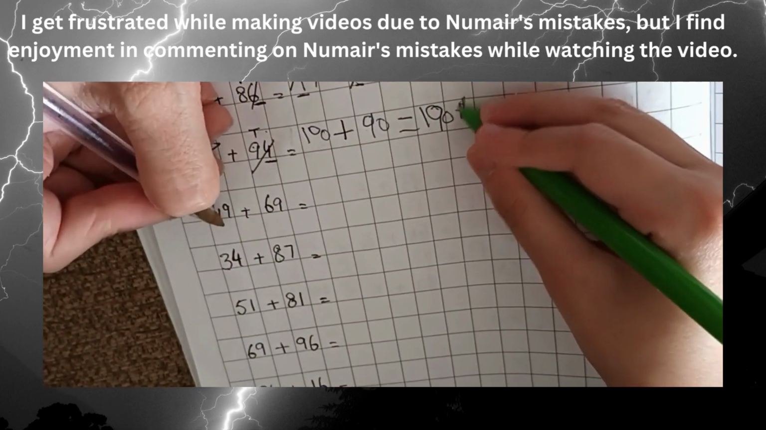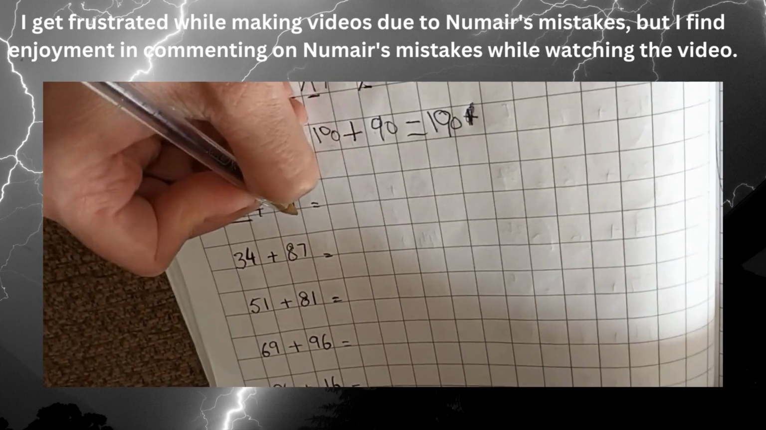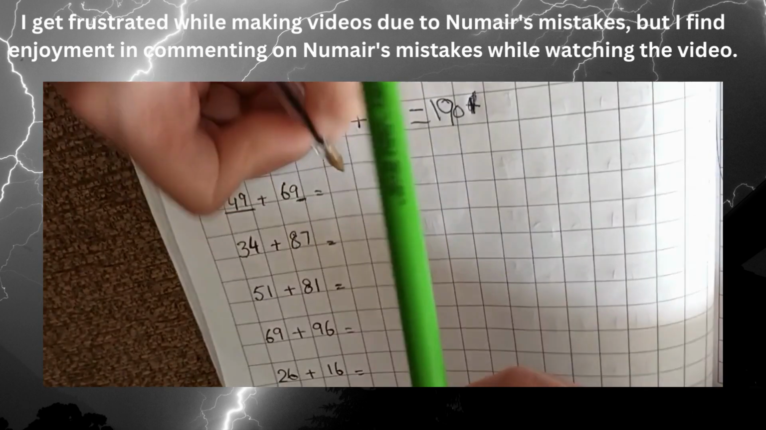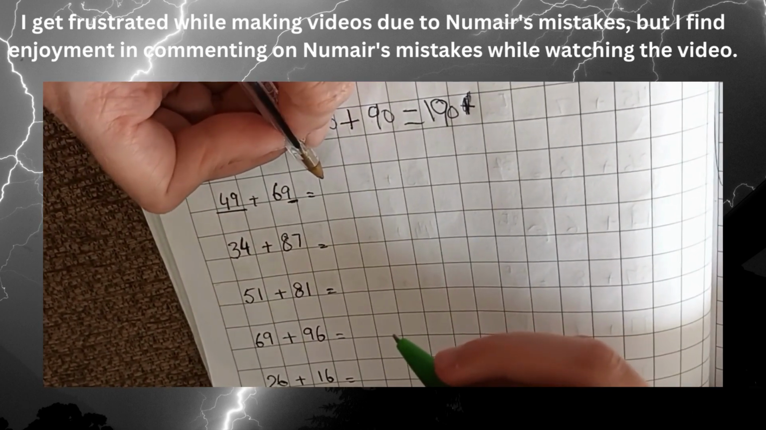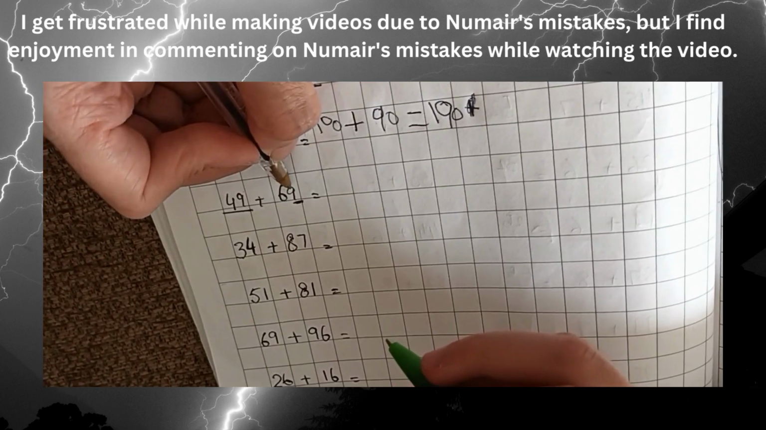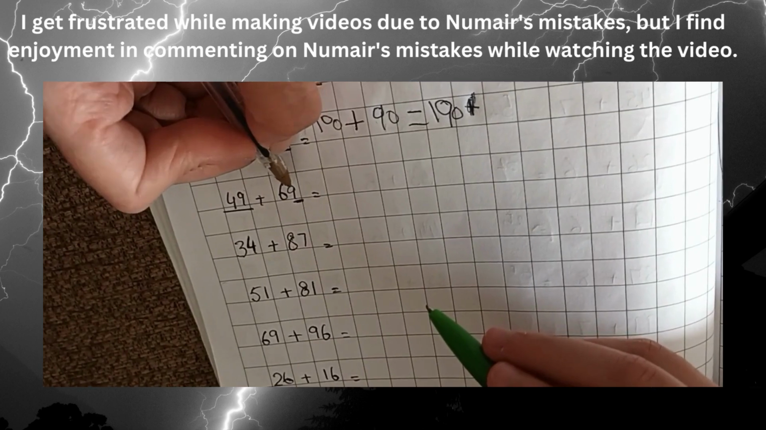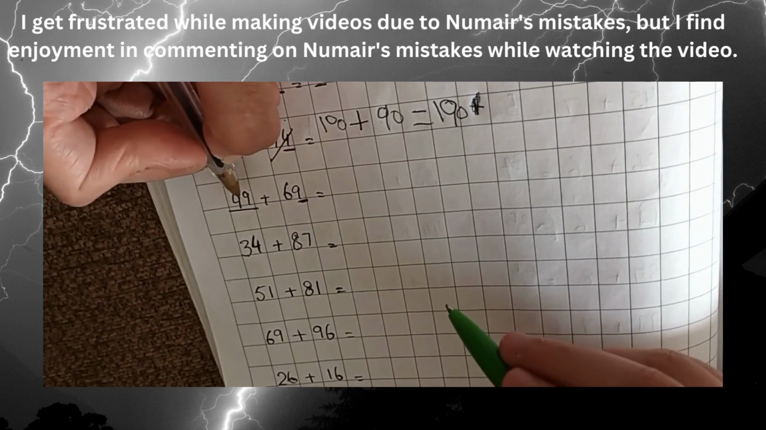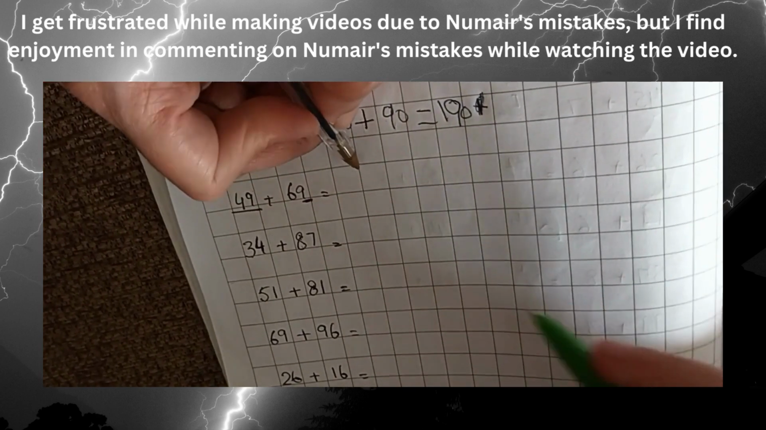Okay, next, we got 49 add 69. So what do you want to do here? Okay, 49 add 9. So what's the answer? 49 add 9. So 9 add 9 is 18. So what is the next number ending with 8 after 49? 58. Write 58, please.